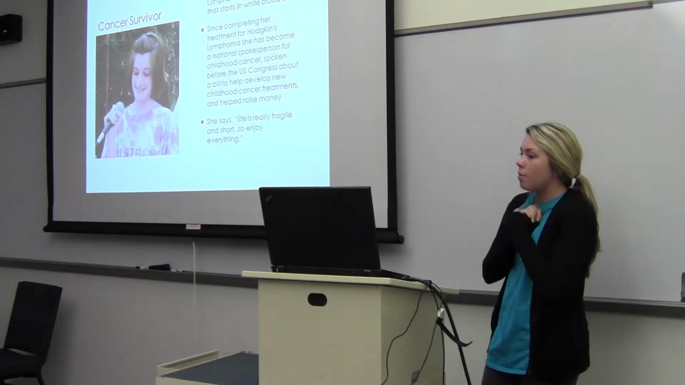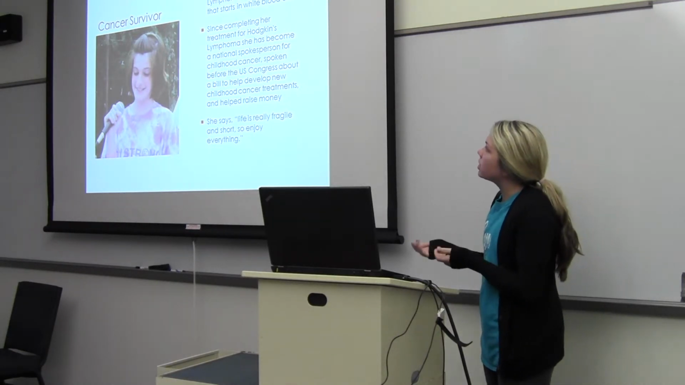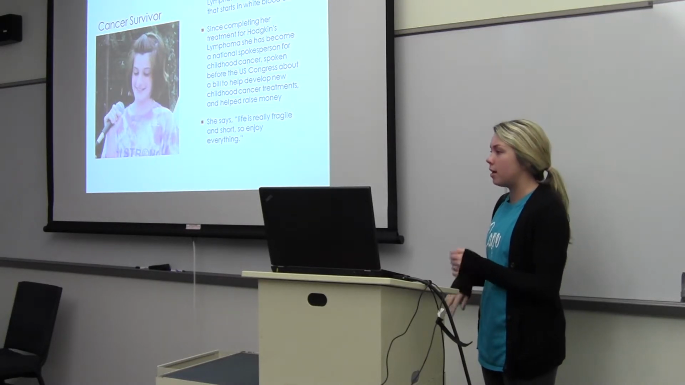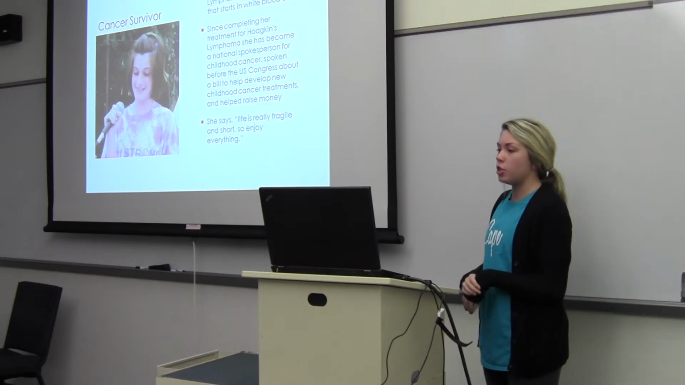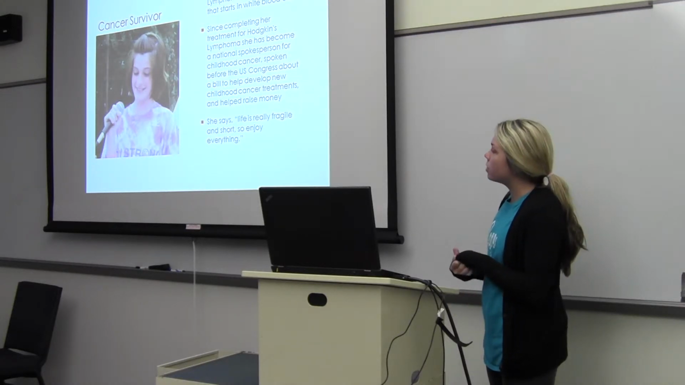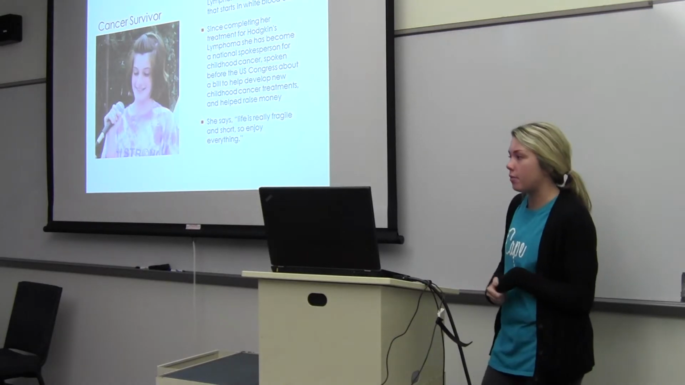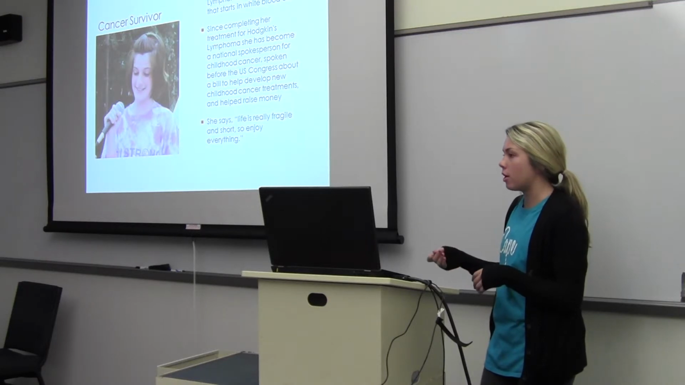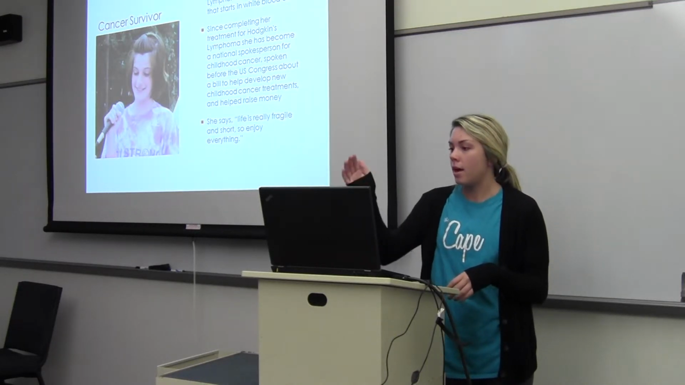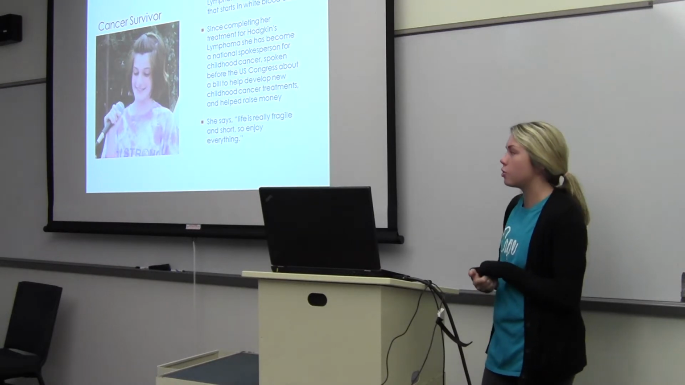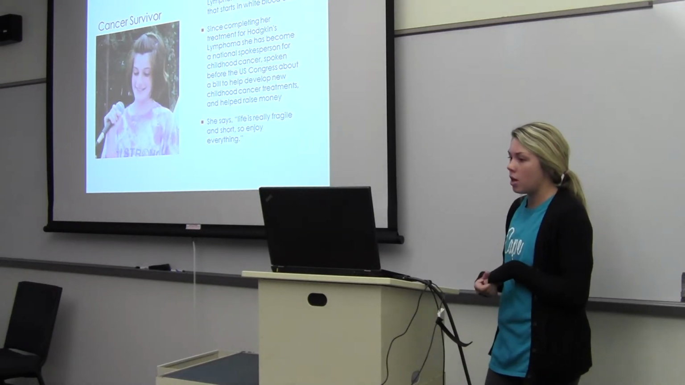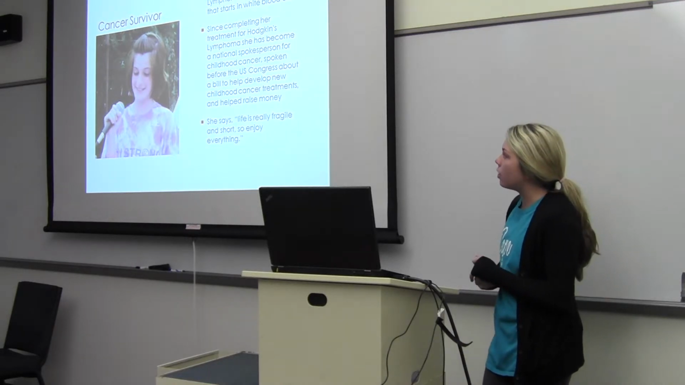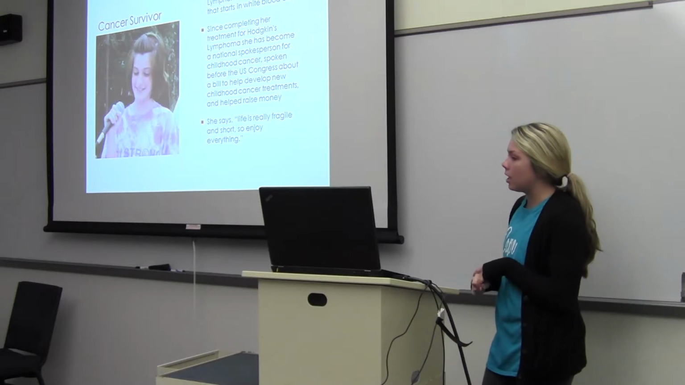This girl's name is Brianna, and she's 14 now, but she was actually diagnosed with Hodgkin's lymphoma when she was 9 years old. When she started treatment, her sister found a poster for Relay for Life, and that's how her journey to being a spokesperson started. She did Relay for Life, and then after doing a couple of those, she became a national spokesperson for childhood cancer. She spoke in front of the U.S. Congress about a bill to develop childhood cancer treatments and help raise money.